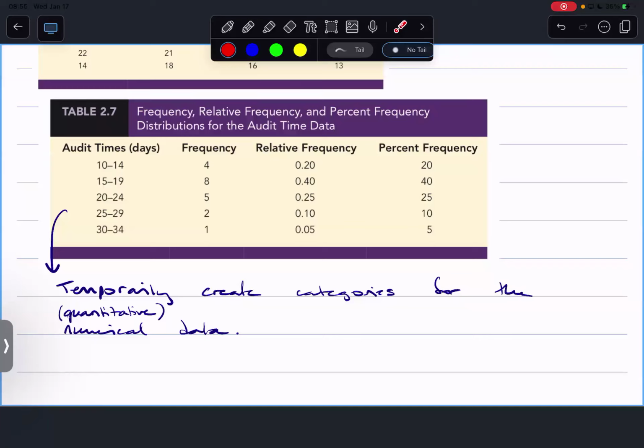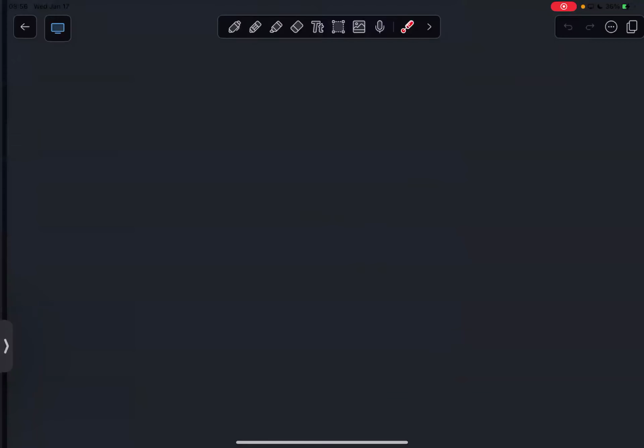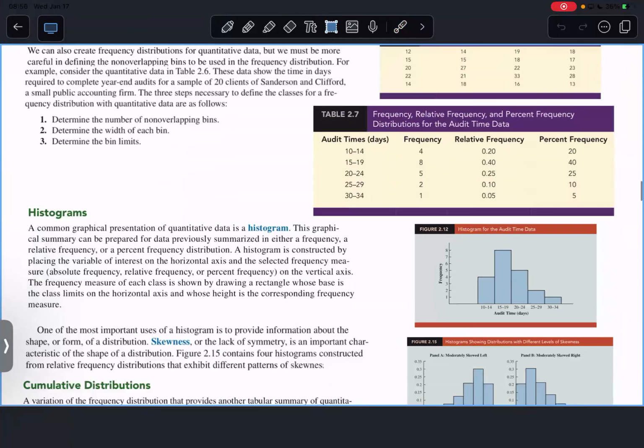But usually we don't report numerical data like this. We could summarize it even better with an average, for example. But to visualize it, this is what we would do. And this is all done behind the scenes anyways.